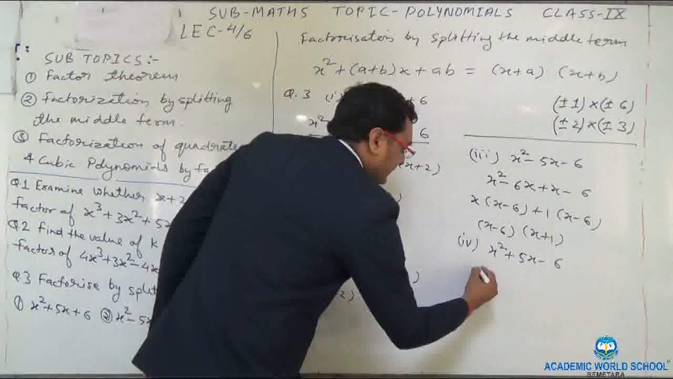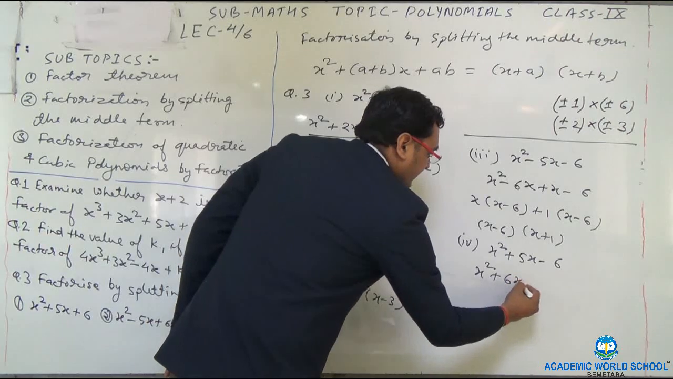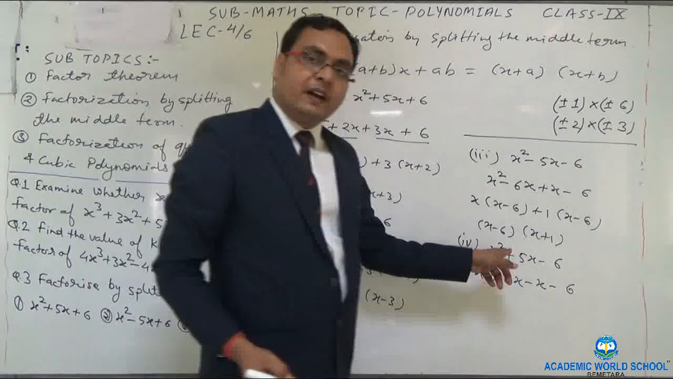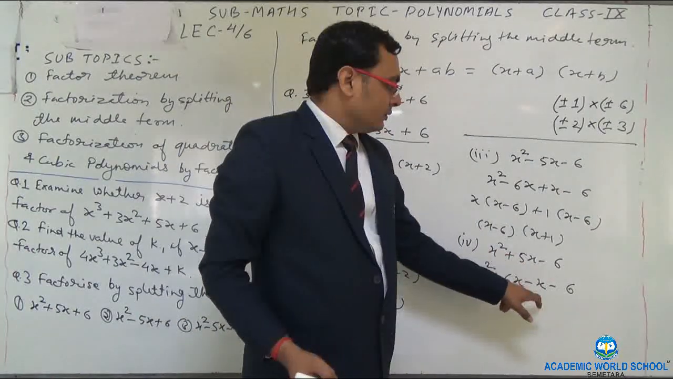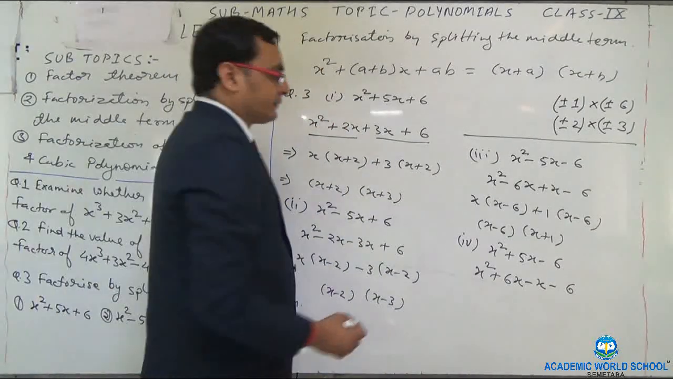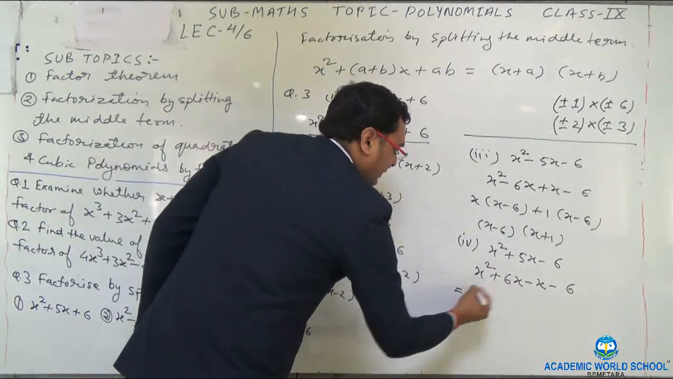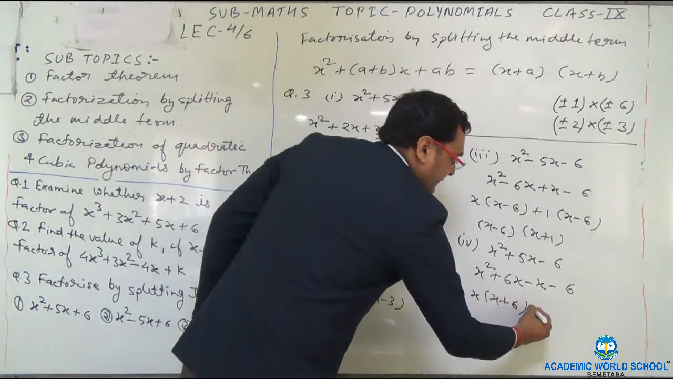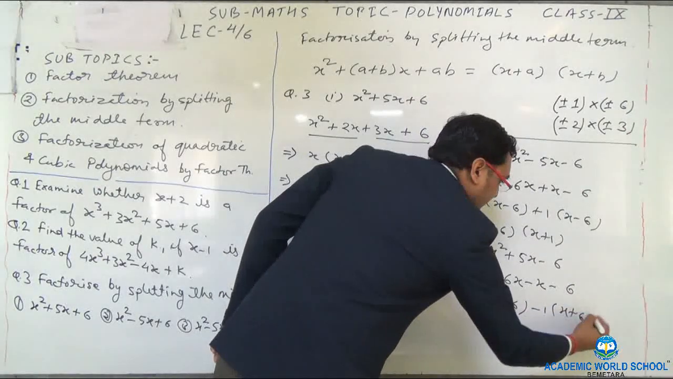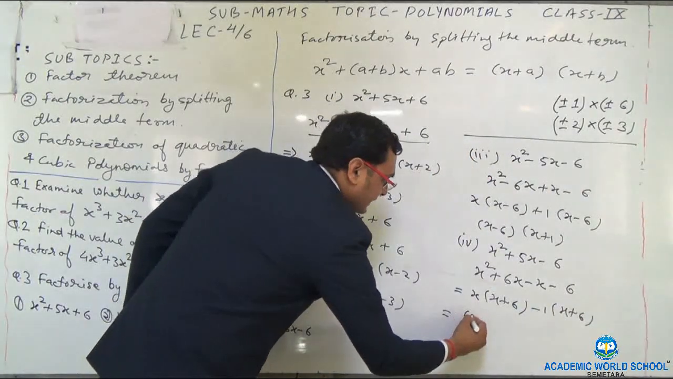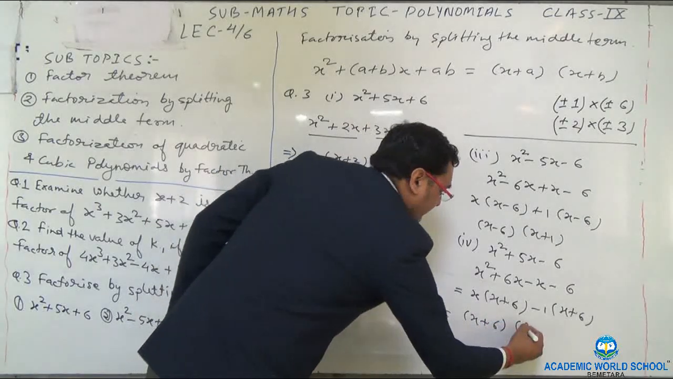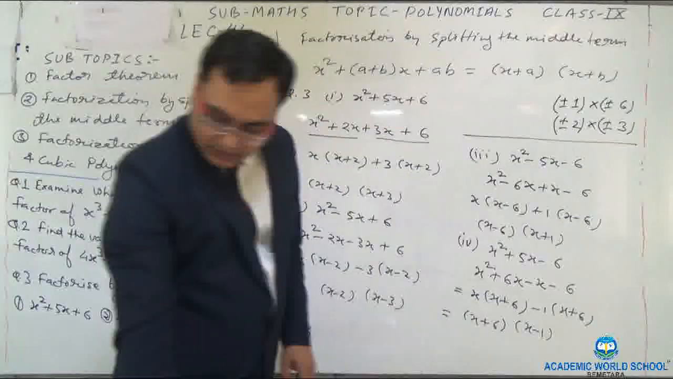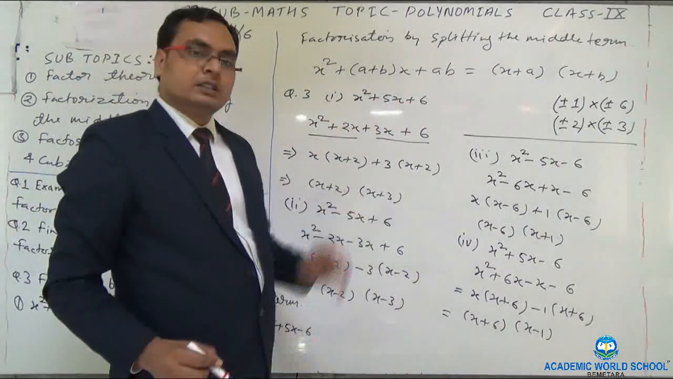So here the factors will be x square plus 6x minus x minus 6. 6x minus x is 5x, and 6x into minus x will be minus 6x square. So factorize it further. x is taken common, so x plus 6 is left, minus 1 is taken common, so x plus 6 is left. Again x plus 6 is common, and we are left with another factor x minus 1. So x plus 6 into x minus 1. These are the two factors of this polynomial.